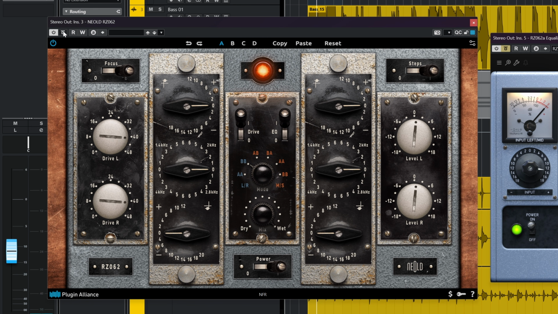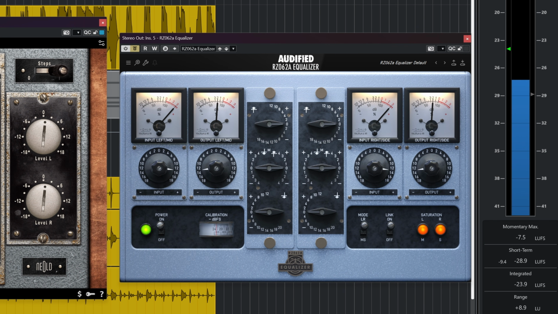The NEOLD plugin sounds way more saturated and thicker. The AUDIFIED stays relatively clean. When I push into distortion, that difference becomes even more audible.